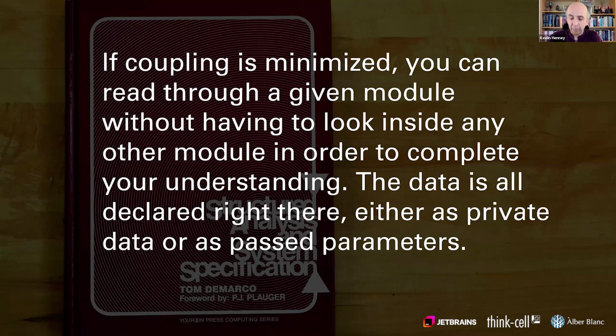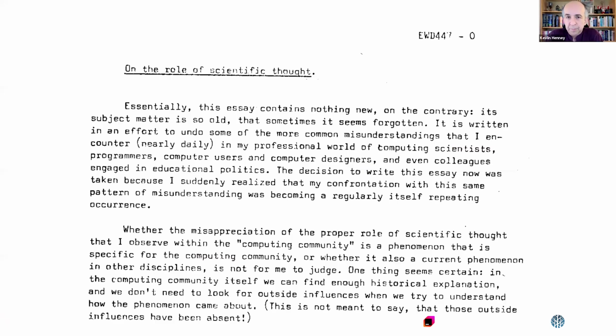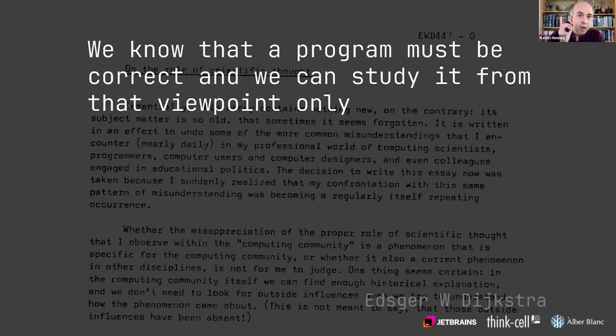Separation of concerns. Where does it come from? It comes from Edgar Dijkstra, "On the Role of Scientific Thought." This is a 1974 paper. He'd already used the term separation of tasks being significant in the late 60s and early 70s. But here he specifically lays out this idea of separation of concerns.